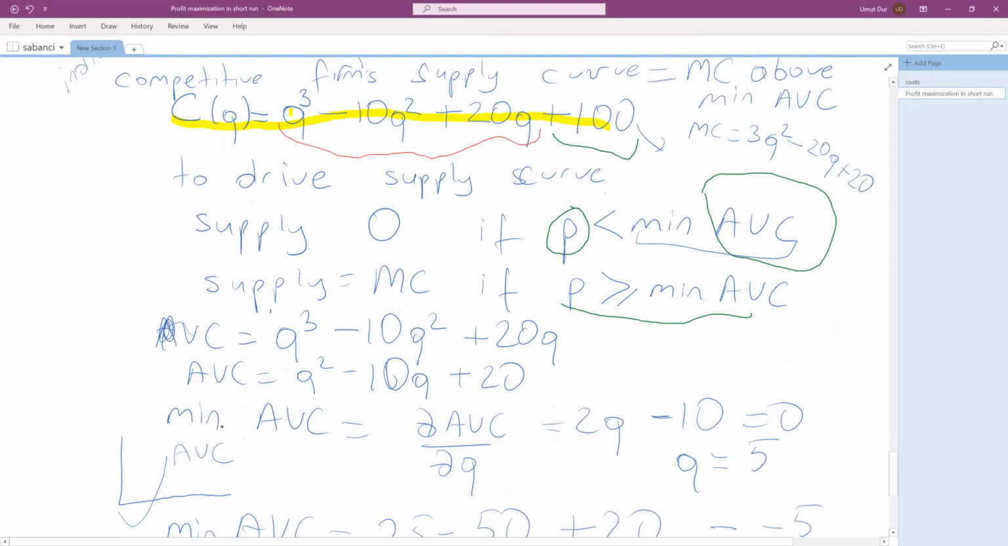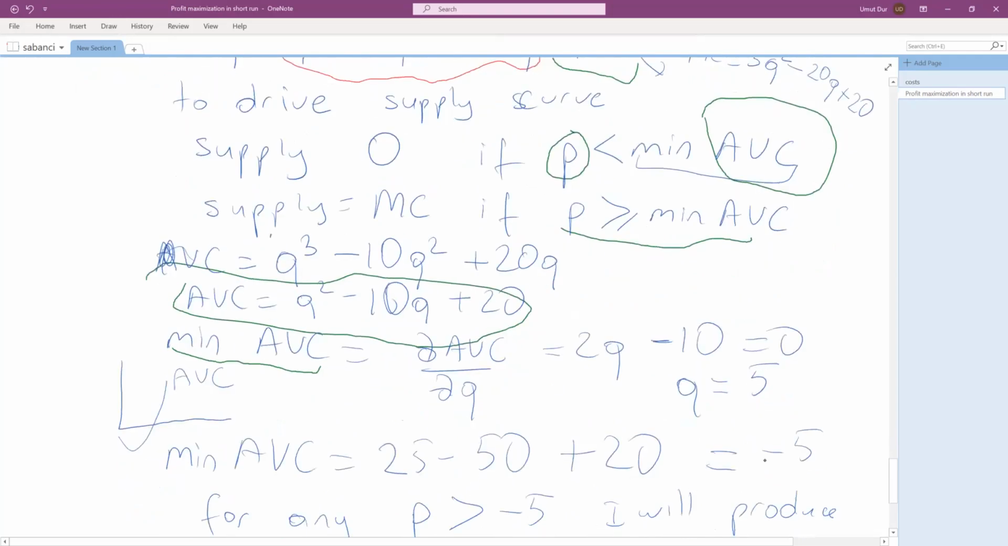I need to find the exact value of this minimum average variable cost, so I put this 5 into this function. It will be 25 minus 50 plus 20, and I get minus 5. So whenever you are producing 5 units of goods, you achieve the minimum of the average variable cost, and that minimum is minus 5.